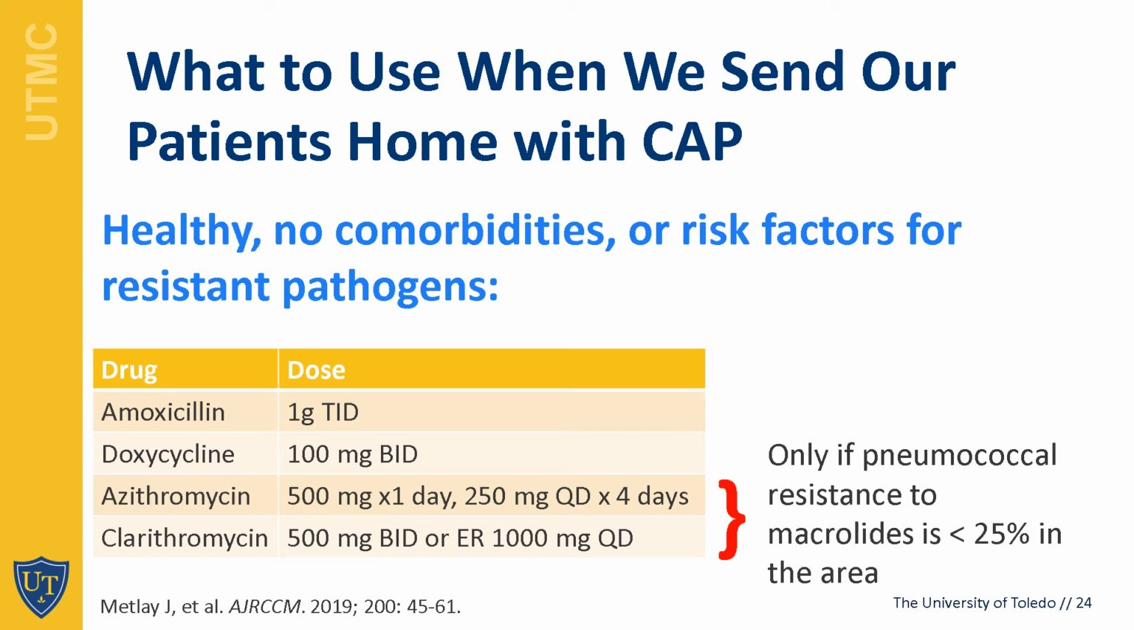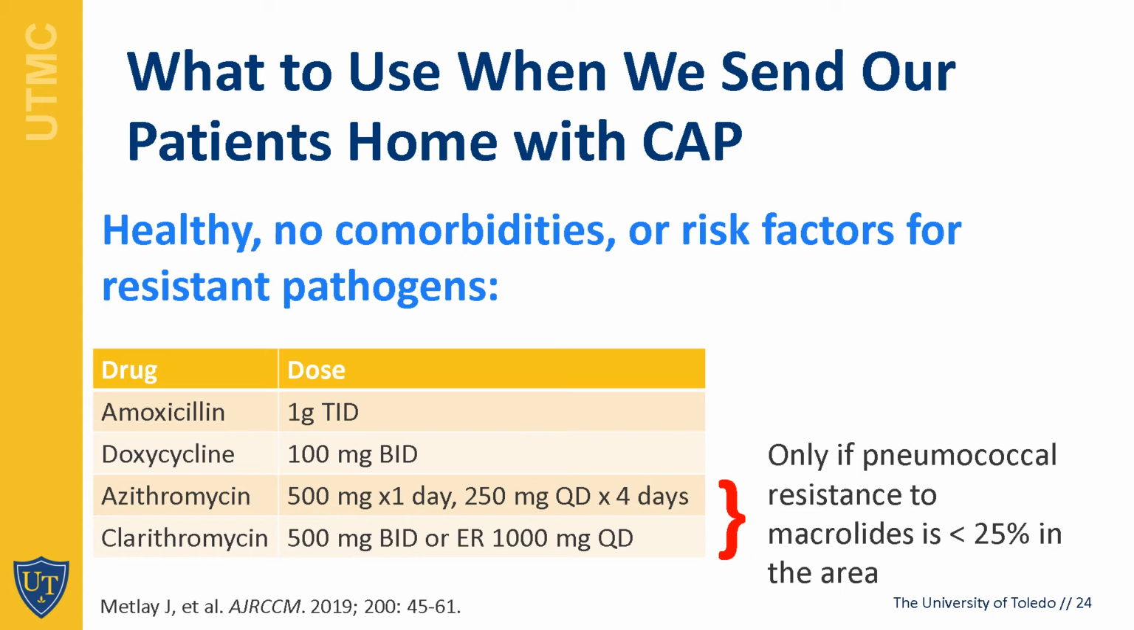So what do we use when we send our patients home with CAP? This can be both in the ED if we just want to give them something to take at home, or if they're inpatient and we're transitioning them to outpatient. For our healthy patients with no comorbidities or risk factors for resistant pathogens, we can use amoxicillin. The 1 gram TID is a really big dose, so we might have a risk for diarrhea, but that's just what the guidelines say.